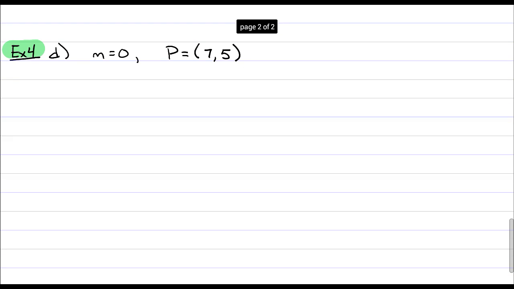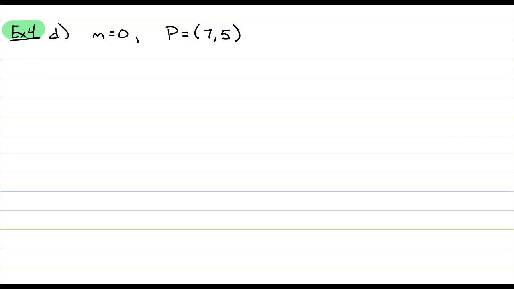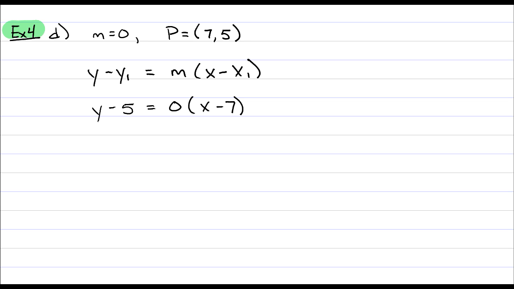So let's wrap up here with part D. Again, I'm going to start with point-slope form. y minus y1 is equal to m times x minus x1. So that's y minus 5 equals, the slope here is 0 times x minus x1. Everything on the right-hand side of this cancels out because I have 0 times something. So that just gives me y minus 5 equals 0. Or in other words, y equals 5.